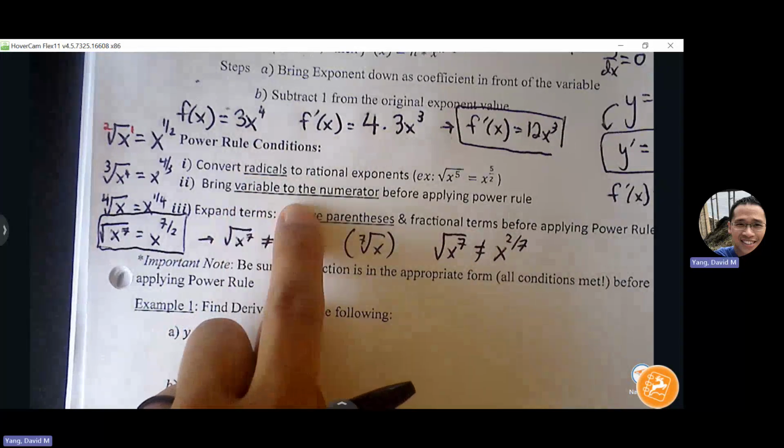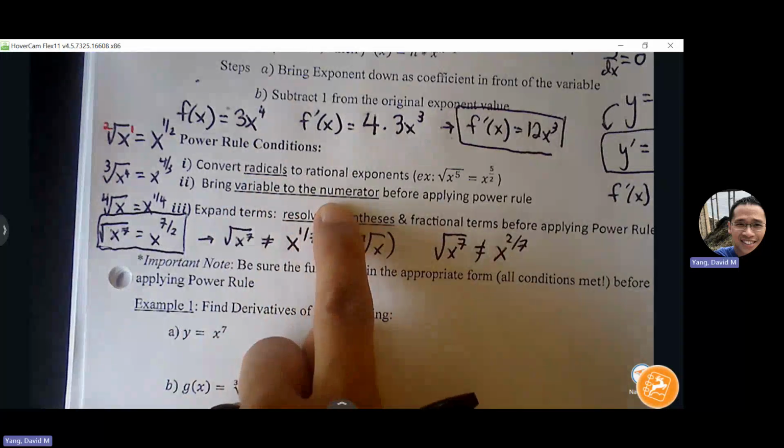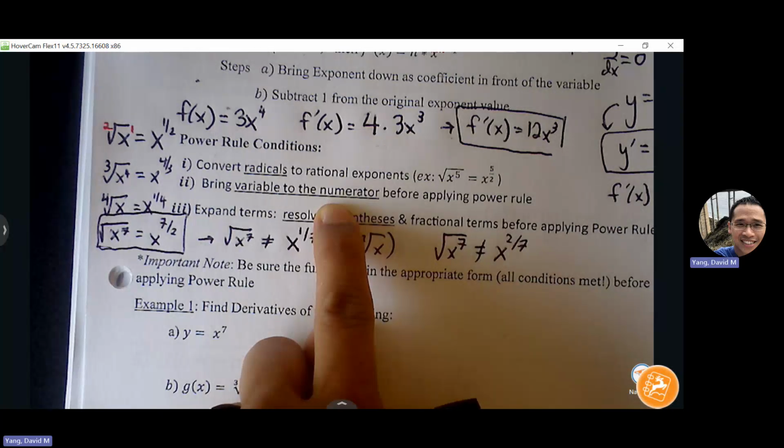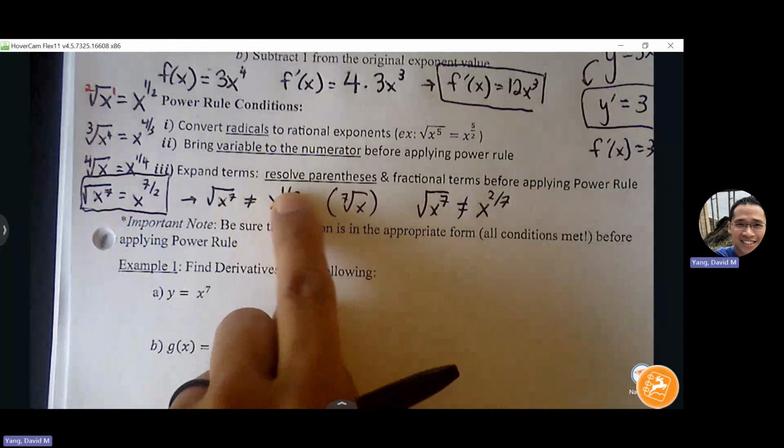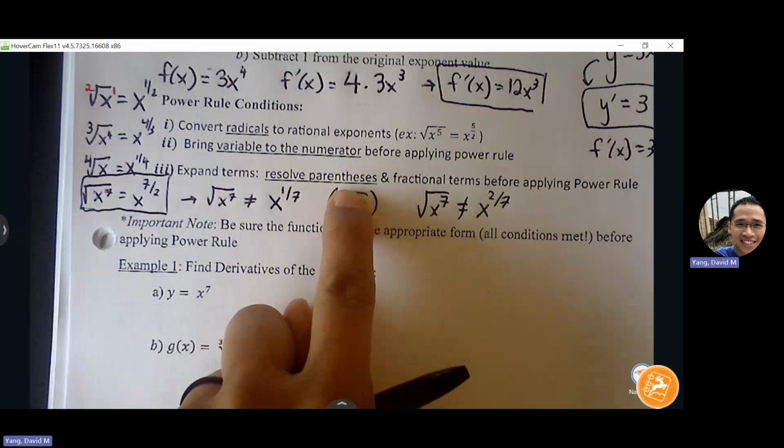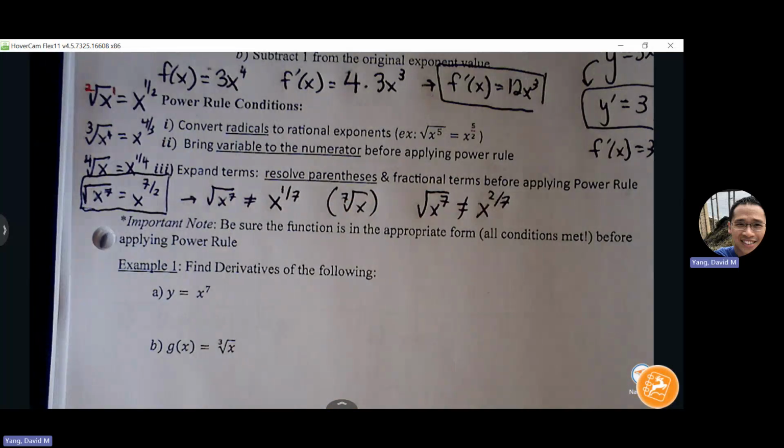The second thing is make sure that your variable is in the numerator. If you do power rule and the variable is in the denominator, it's not going to work. Okay, the variable has to come up to the top. That means if it's x to the cube in the denominator, you've got to bring it up as x to the -3 before you do power rule. And the last thing is make sure there are no parentheses standing in the way. Make sure that everything is expanded out, cleaned up, individualized before you do power rule.